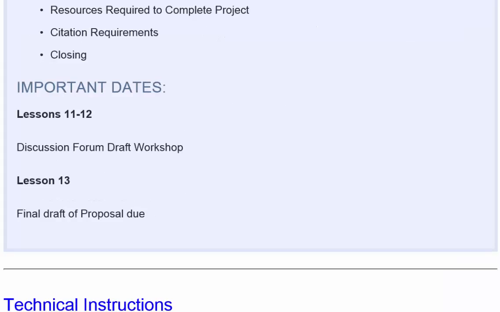The final draft of your proposal is due at the end of lesson 13, which is just 3 lessons before the final draft of your recommendation report is due. As you are working on preparing your proposal, you should also consider that you are working on the recommendation report. We will be workshopping a draft of your proposal in the discussion forums.